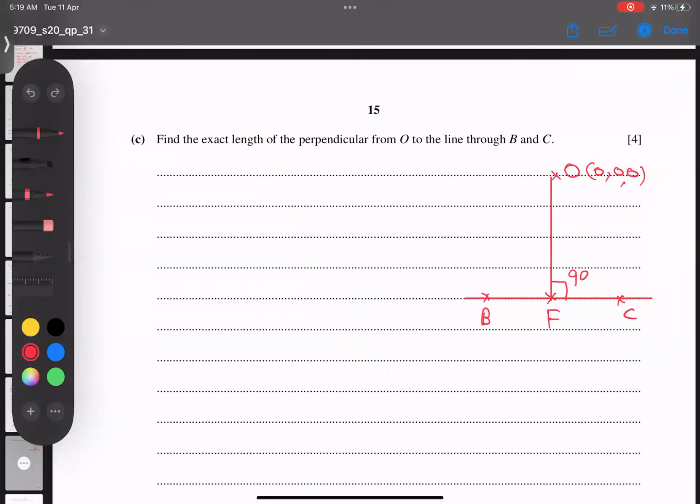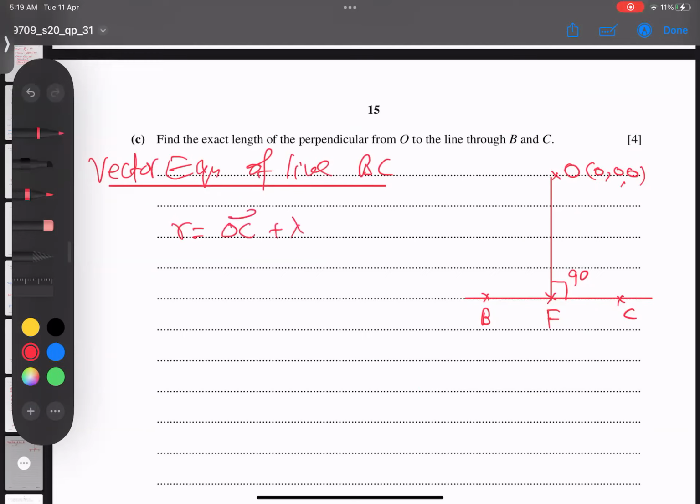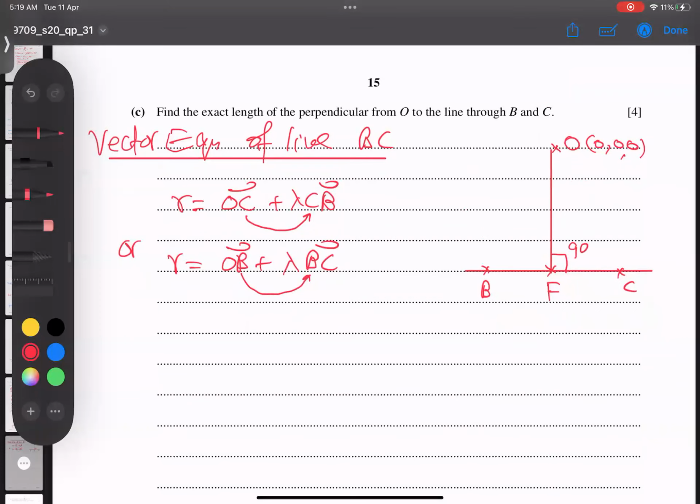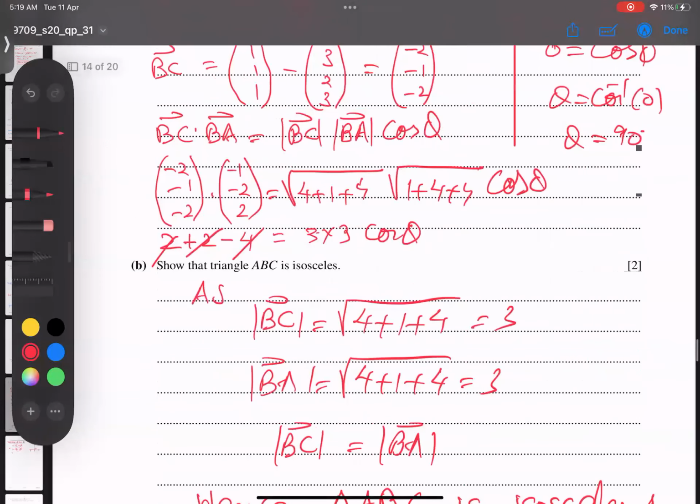So student, first of all, we're looking for the equation of line BC. So the vector equation of line BC. We have two ways to find it. R is equal to OC plus lambda times CB, or I can say R is equal to OB plus lambda times BC. But make sure of one thing, the letters must be the same here and here. Anyway, I use the lower one.